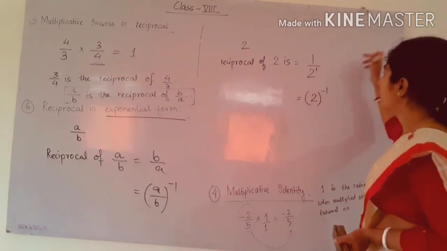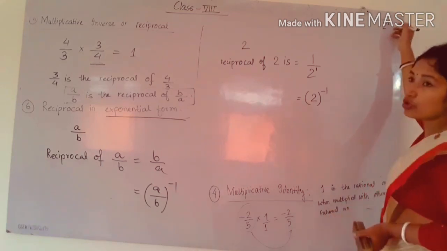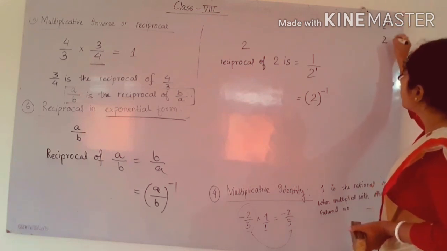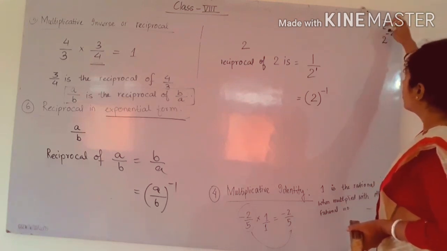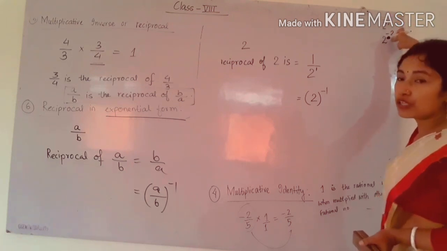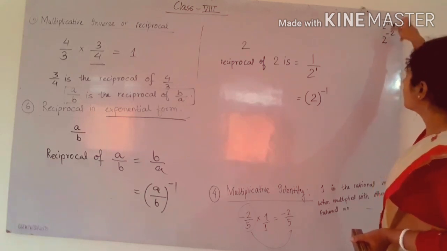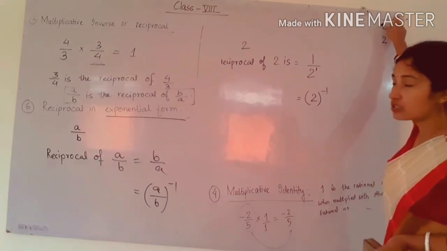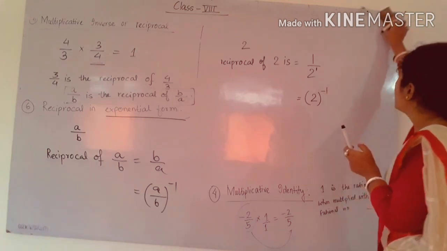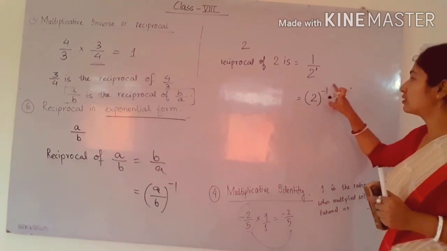So minus 1. Suppose you are writing 1 by 2 square, that is 2 to the power 2. If you have to take it to the numerator, then what do you have to write? 2 to the power minus 2. When it goes to the numerator, the power will change; the sign in the power will change. That means in the denominator, if it is positive, then it will become negative. So similarly in this case, it will become 2 to the power minus 1.